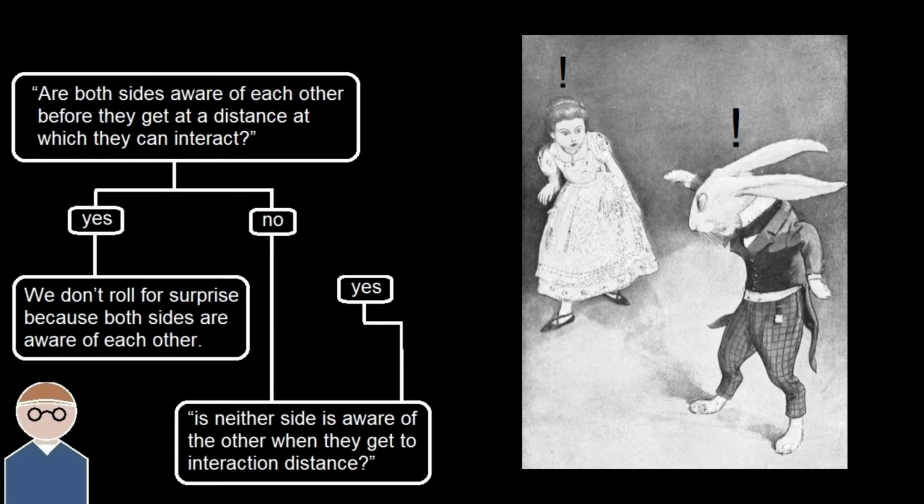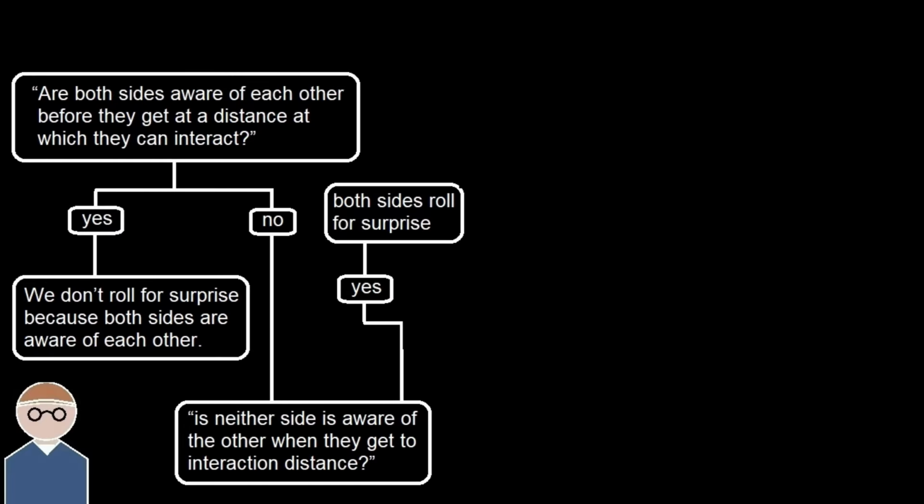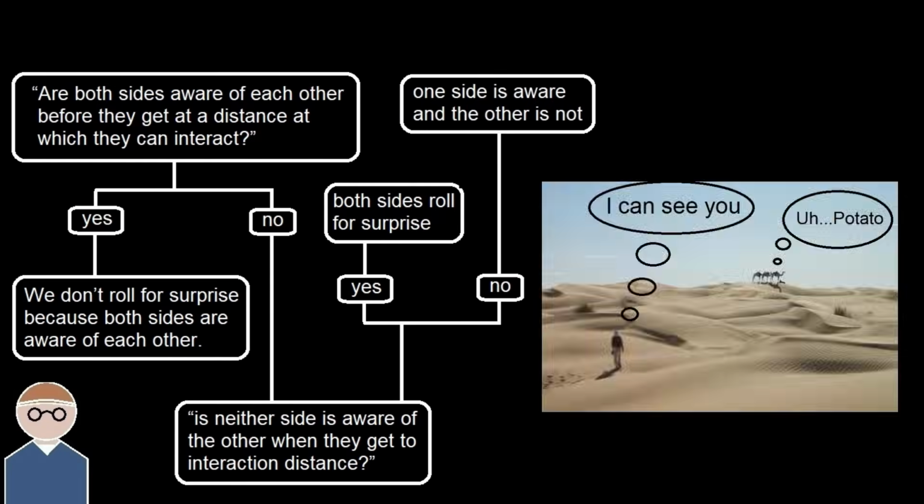If we answer yes to this, then both sides roll for surprise, and it is possible for both sides to be surprised. We'll look at how that works when we get to part 3 of this video, the effects of surprise, but for now, just keep in mind that it is possible for both sides in an encounter to be surprised. If we answer no to the last question, then we end up in a situation where one side is aware and the other is not.